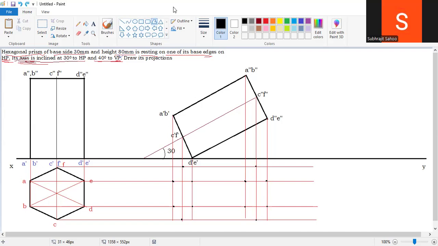Sir, take some beautiful color here. Only this one I will take. Join, sir, here to here. Then here. Then here. Once again you see, joining here to here. Then here to here. Then here to here. Then here to here. Here to here. Finally here to here. Okay.